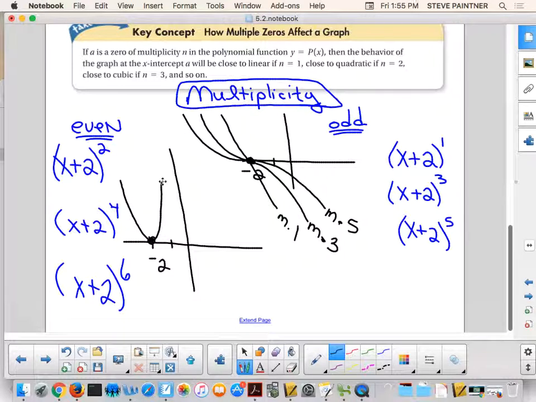It acts like a parabola. It bounces. What do you think a multiplicity of 4 is going to do? Even slower. It bounces, widen it, but slower. Look. That's a multiplicity of 4. And a multiplicity of 6 would bounce again, but slower. So widen it. The bigger the multiplicity, the wider the bounce, the flatter the bounce on the bottom. Does that make sense?